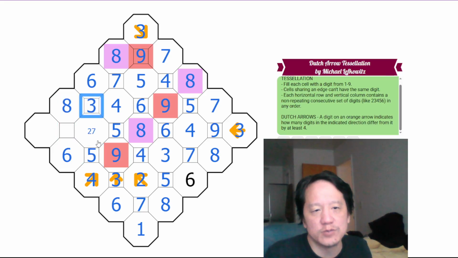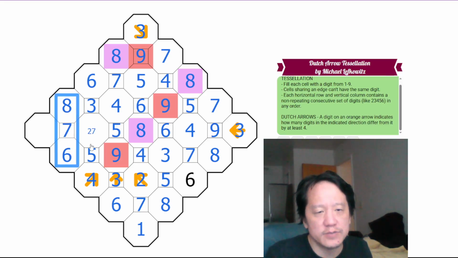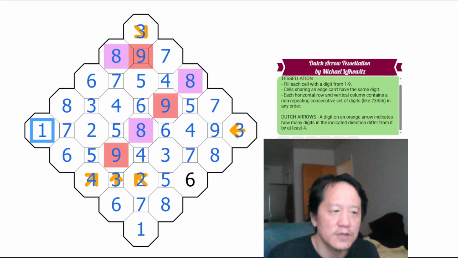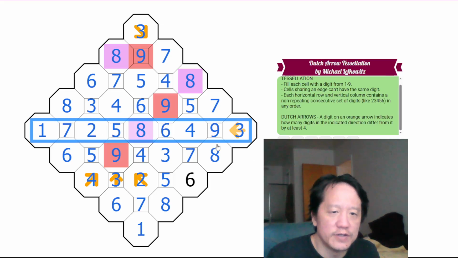So this is 8, which makes that 3. 8 must be with 7 and 6 to be a Renban. This can't be 7, so that's 2, which leaves this as a 1. And that's how you solve it.